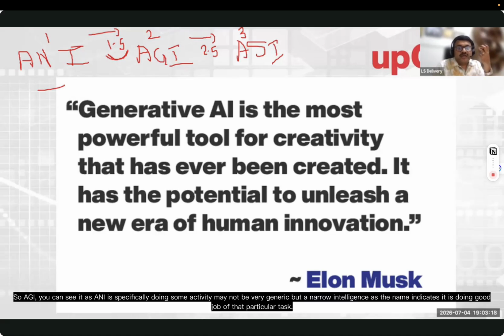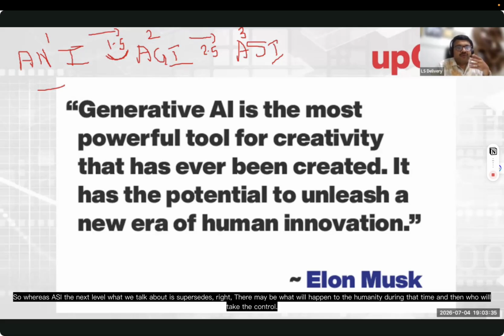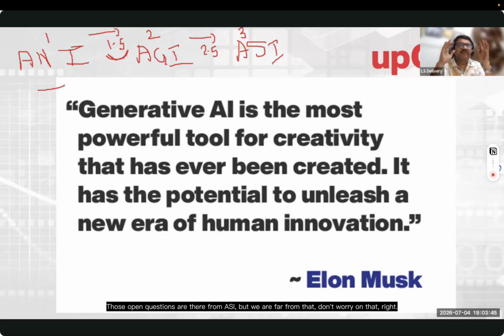Right. So AGI, you can see it as ANI is specifically doing some activity, may not be very generic, but a narrow intelligence, as the name indicates, it is doing a good job of that particular task. Whereas AGI needs to be a little more generic, artificial general intelligence, and maybe compete with the human brain. Whereas ASI, the next level, is what supersedes, right? There may be questions about what will happen to humanity during that time, and who will take the control. Those open questions are there for ASI, but we are far from that. Don't worry about that, right?